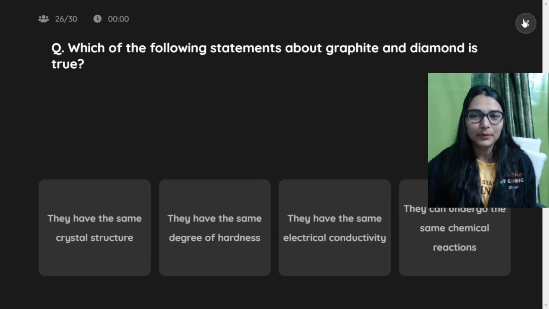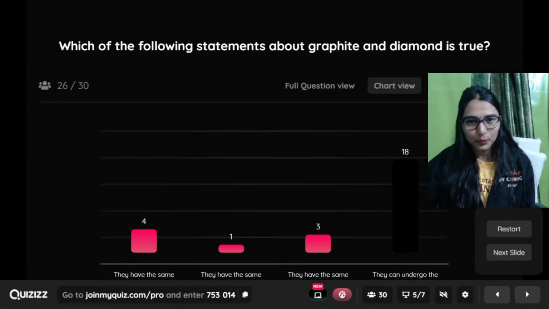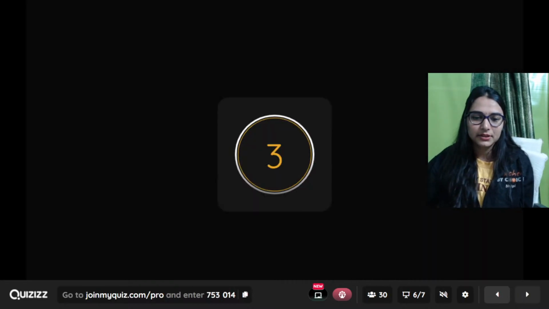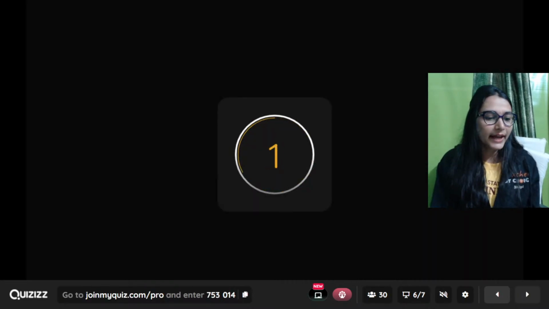They undergo the same chemical reactions because if you see, the composition is the same. They just have carbon. The arrangement of carbon atoms is different, but they undergo the same reactions. Okay, the next question.